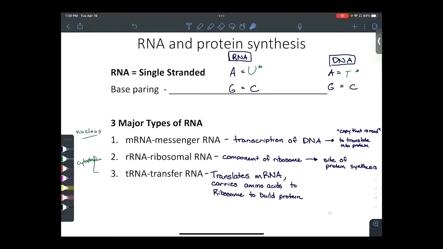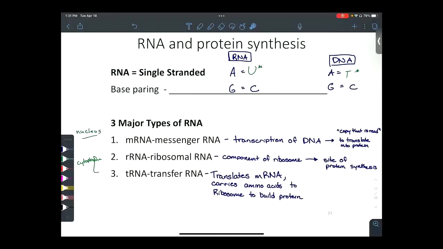The second type of RNA, rRNA, which is ribosomal RNA, is just a component of the ribosome. This is where protein synthesis happens. All right, it is another type of RNA. We usually give it cartoon looks to show, hey, this is where the protein is being built. So basically, rRNA is where your messenger and your transfer RNA come together and work together to build your IKEA cabinet.